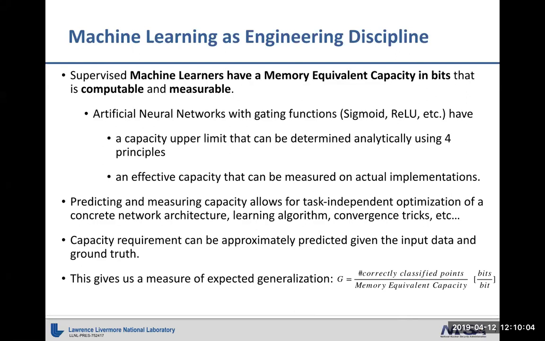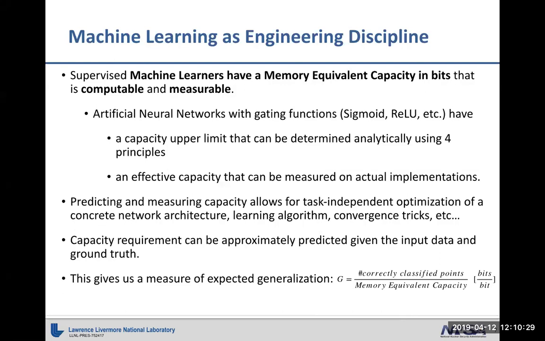Ultimately, supervised machine learners have what I call a memory equivalent capacity in bits. It's memory, you can measure that in bits. That is computable and measurable. You can empirically do experiments, but you can also sometimes go analytically, for artificial neural networks with scaling functions. All of these have a capacity upper limit that can be determined analytically using four principles, just like capacitors. I'll show you a bit.